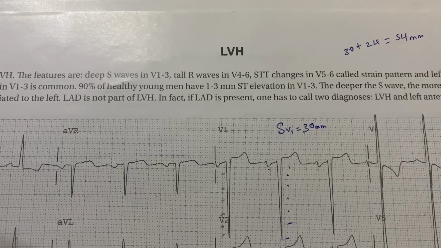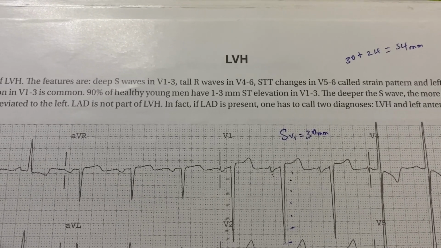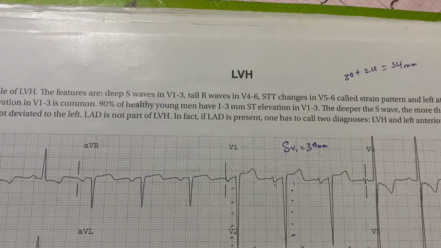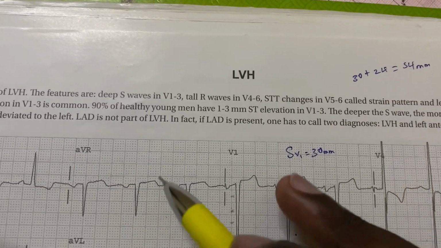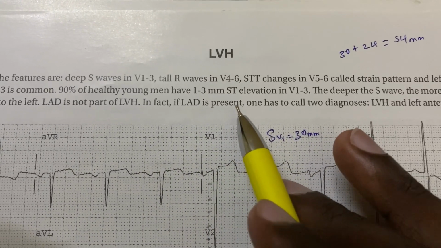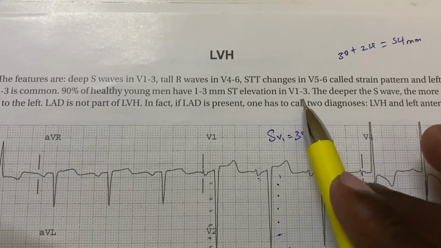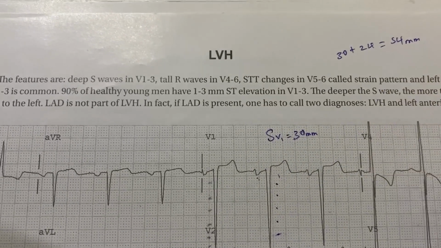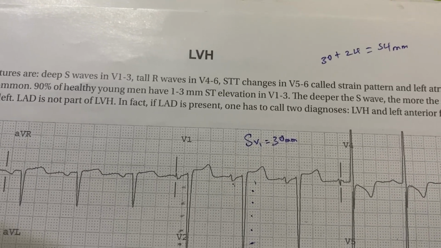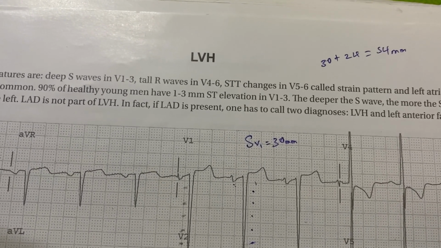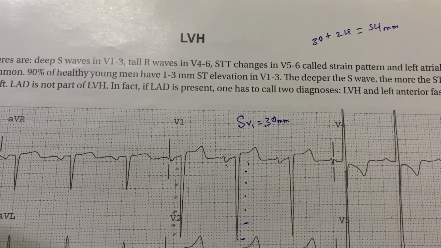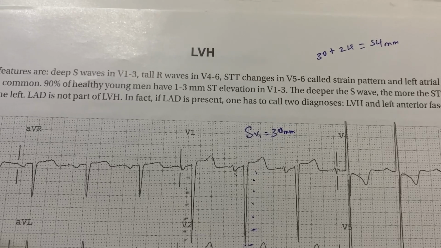It is proportionality. If you have a very deep S wave, it may affect the ST segment, either to be elevated or depressed, and in this case it will be elevated. So 90% of healthy young men have 1 to 3 millimeters of ST elevation in V1 to V3. That is repolarization. The deeper the S wave, the more the ST segment elevation. That's what I've just said, proportionality. The deeper the S wave, the taller the ST elevation.